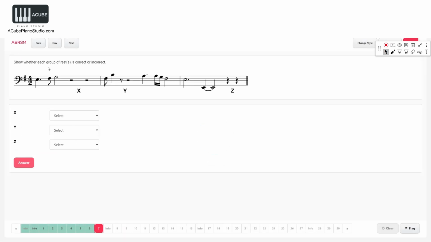Next question, show whether each group of rest is correct or incorrect. So this one is 4/2 time, right? So for 4/2 time, how do we group? Well, we'll group them minimum beat by minimum beat. So to group them minimum beat by minimum beat, okay, let's take a look at this.